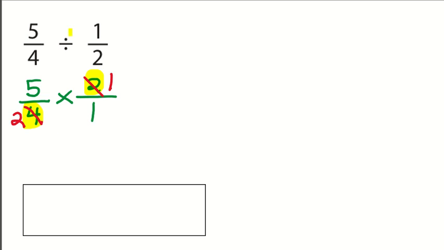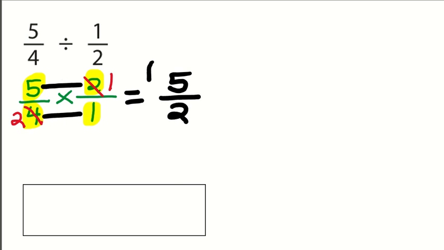And then if I look at my other diagonals, the largest number that goes into 5 and 1 is just 1. So that doesn't help us. We can just move on. Now, multiply across the top. 5 times 1 is 5. And 2 times 1 is 2. Now, this is an acceptable answer. It's an improper fraction. 5 halves works.